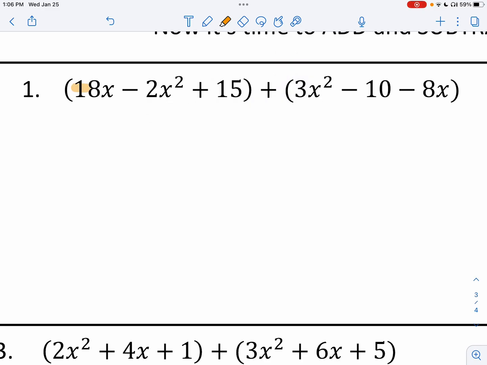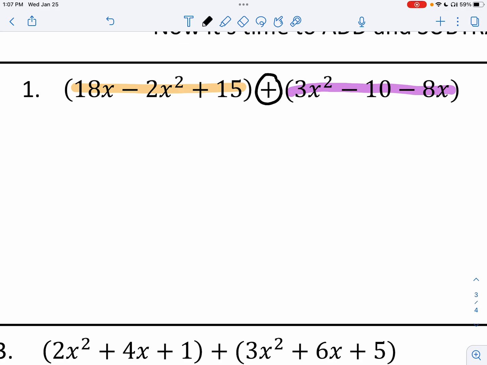The first polynomial is a quadratic, because of this term, trinomial. Sorry, guys. And the second polynomial is also a quadratic trinomial. I'm going to tell you that the plus sign simply means you add one to the other. You don't have to change anything.